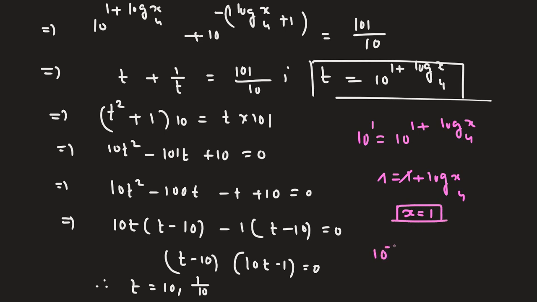When t is 1 by 10, that is 10 to the power minus 1 is 10 to the power 1 plus log x base 4. So now minus 1 minus 1, minus 2 is equal to log of x base 4. x is equal to 4 to the power minus 2, which is 1 by 16. Okay. So hope all of you understand this concept.